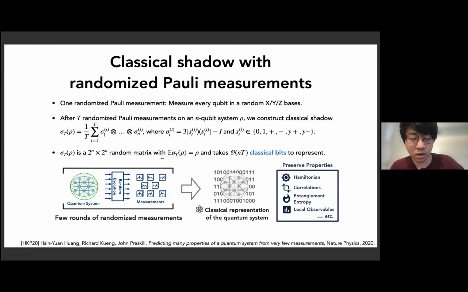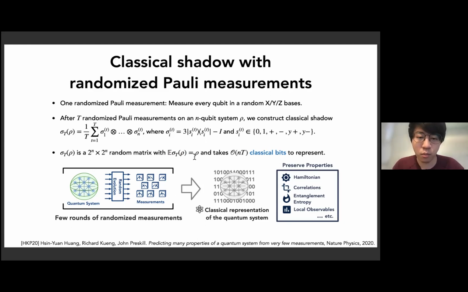And it's constructed such that its expectation value would be equal to this unknown state rho. And furthermore, the nicest part about this representation is that it takes very few classical bits to represent. In particular, it's not hard to see due to this tensor decomposition, it only takes order small n times capital T classical bits to represent this exponentially large matrix.